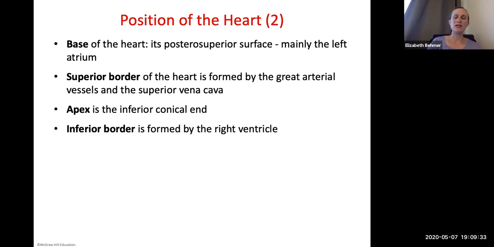We'll go through and talk about what the atrium are, but the heart is kind of sitting rotated forward, and then it sits back on itself, and it sits back on that left atrium, and that's what we call the base. The superior border is formed by the great arterial vessels and the superior vena cava. The apex is the point at the bottom of the heart, and the inferior border is formed by the right ventricle. Eventually we'll get to a picture here, I promise.